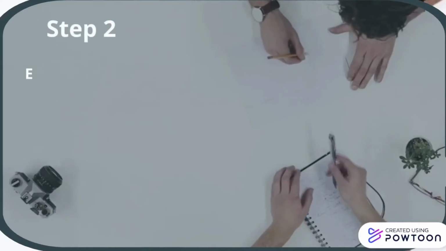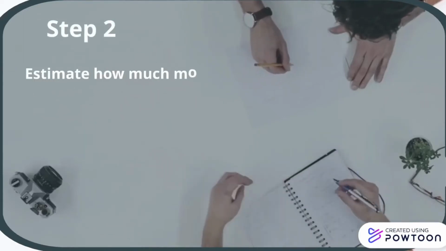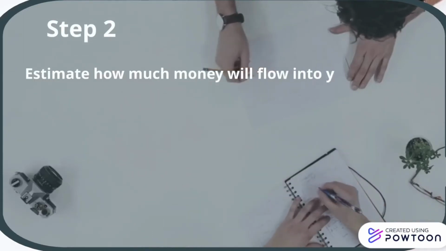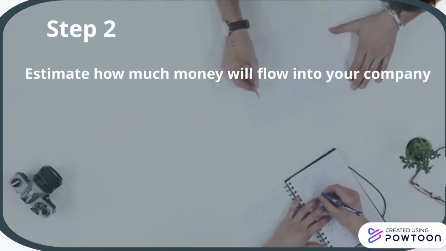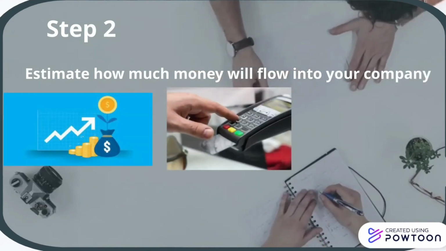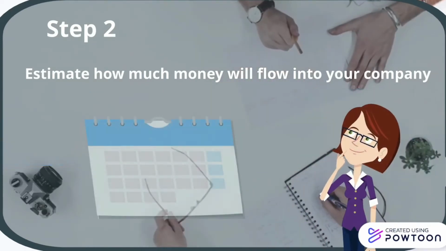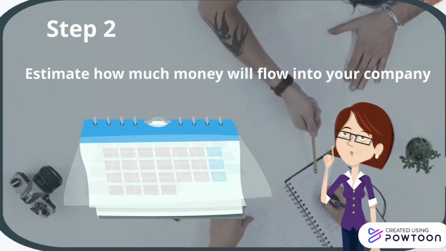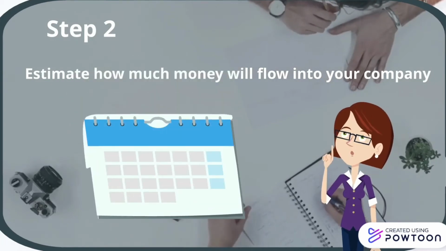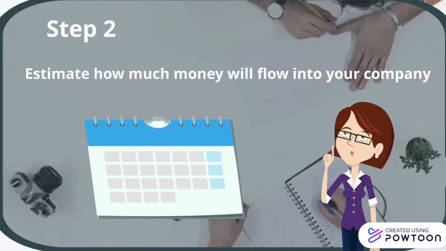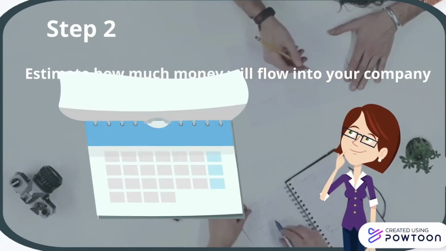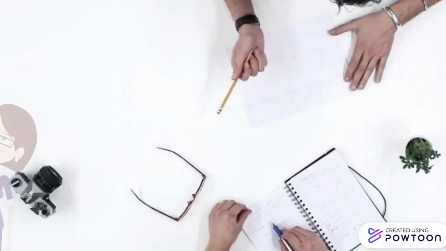The next step is to estimate how much money will flow into your company over the next period. Incoming cash includes things like revenue, sales made on credit, loans, and more. Looking at trends from previous periods might help you project your future cash flow. Make sure to account for any differences or influences from previous periods.